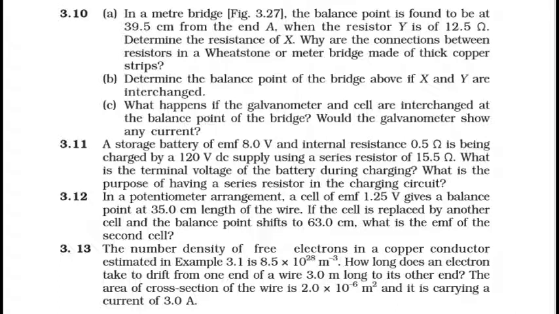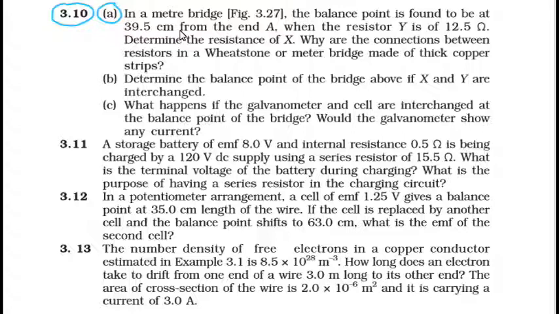Now let us see problem number 3.10. Part A. In a meter bridge, the balance point is found to be at 39.5 centimeter from the end A, when the resistor Y is of 12.5 ohm. Determine the resistance of X.